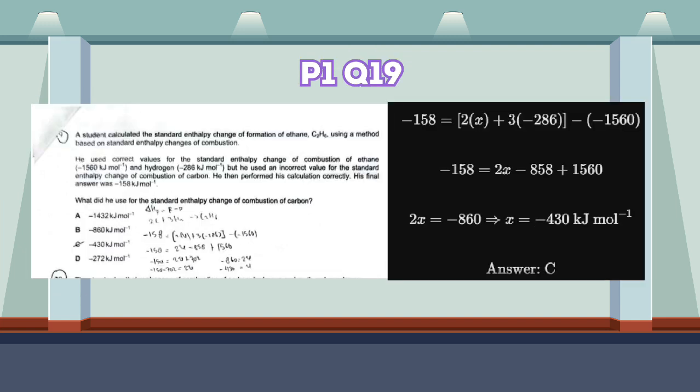And then the next question is paper 1, question 19. We use the formula: minus 158 equals 2 times x plus 3 times minus 286 minus 1050, sorry, and then we got 2x equals minus 860, and for x we got minus 430 kilojoule per mole, and the answer is C.